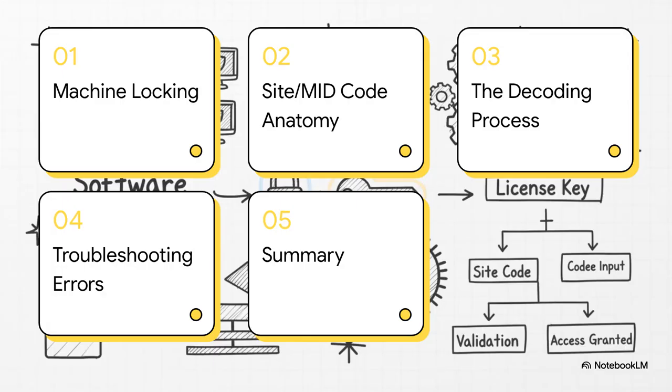So here's a quick look at our game plan. We're going to start with the why, the whole concept of machine locking. Then we'll get into the what by dissecting the anatomy of the codes themselves. After that, things get really practical. We'll cover the decoding process, walk through some common troubleshooting issues, and then wrap it all up. By the end, you'll have a crystal clear picture of how all these pieces fit together.